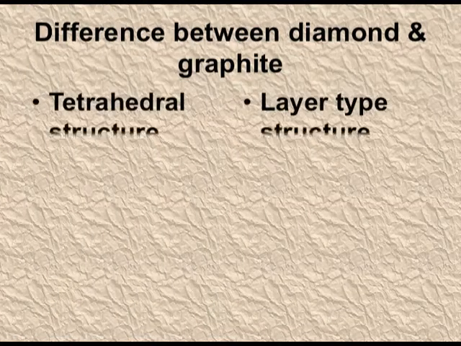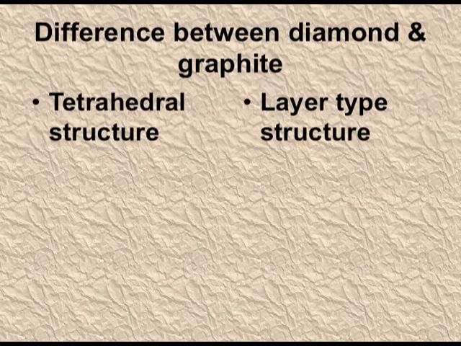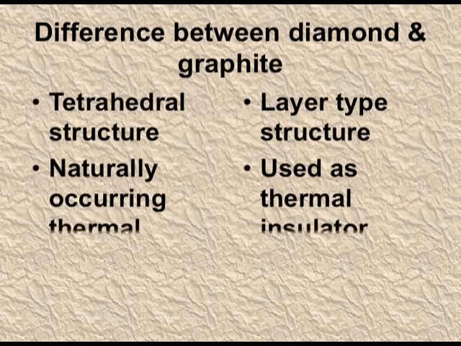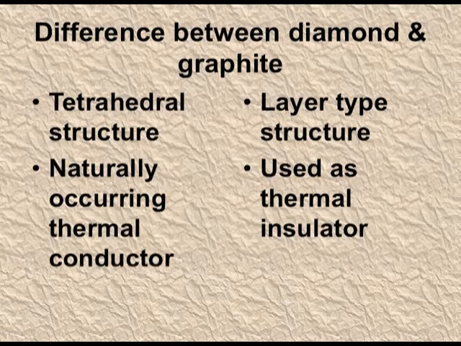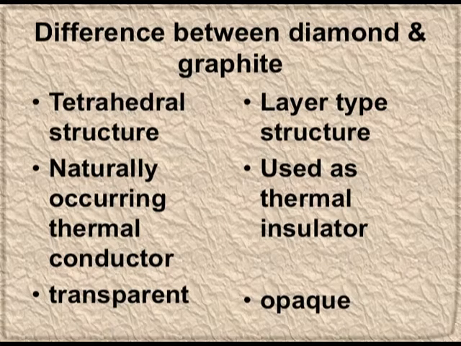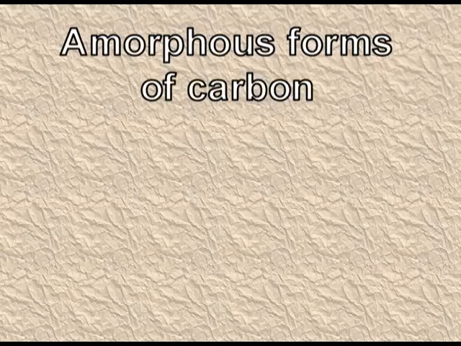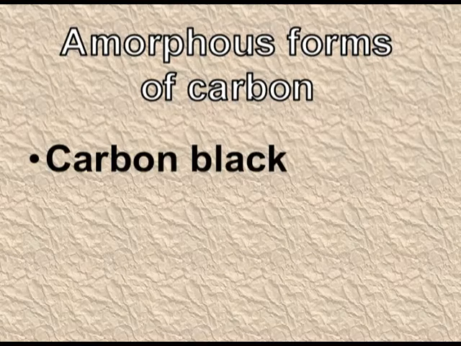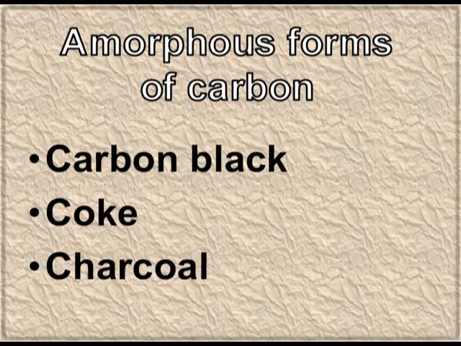Diamond has a tetrahedral structure. Graphite has a layer type structure. Diamond is a naturally occurring thermal conductor. Graphite is used as a thermal insulator. Diamond is transparent. Graphite is opaque. Amorphous forms of carbon: carbon black, coke, charcoal.